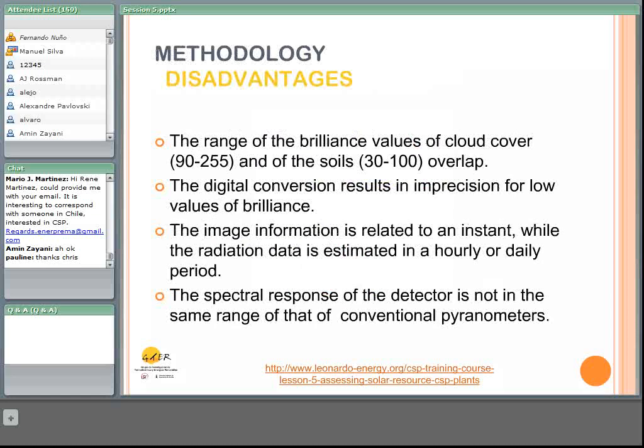There are some disadvantages or problems, most of them related with the fact that you are not measuring solar radiation but brilliance, and for example clouds and some types of soils may have values of brilliance in the same range, and other problems related with the digital conversion.